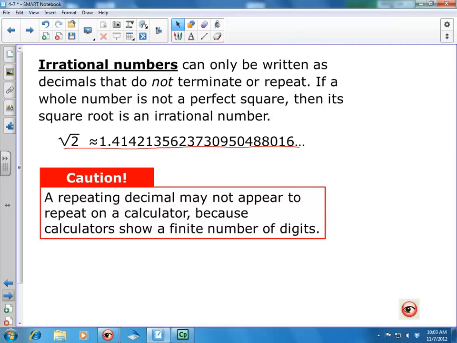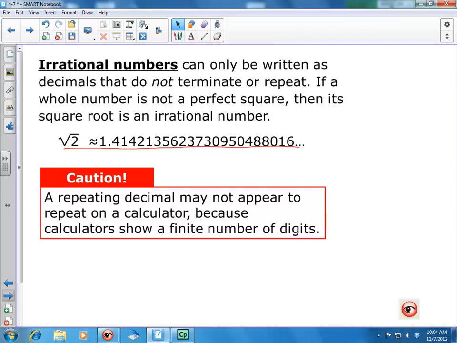Now, this box right here underneath, it says caution. It says a repeating decimal may not appear to be repeating on a calculator because calculators show a finite number of digits. Now, that means that on a calculator, it'll only show you so many digits, like 10 or 12. I don't even know how many yours will show, but that's all that it'll show. But it's possible that could still be a repeating decimal.